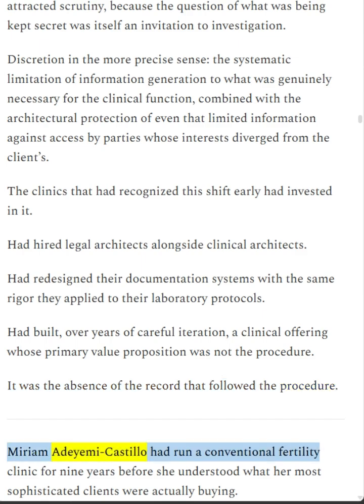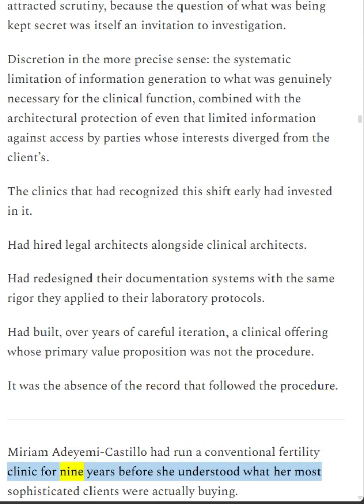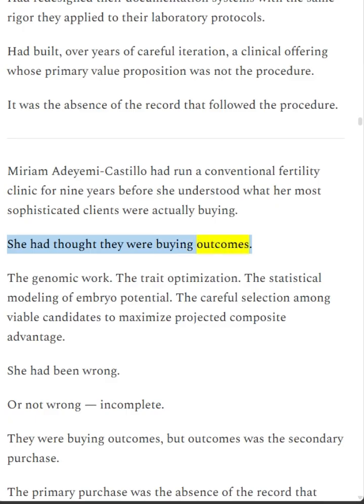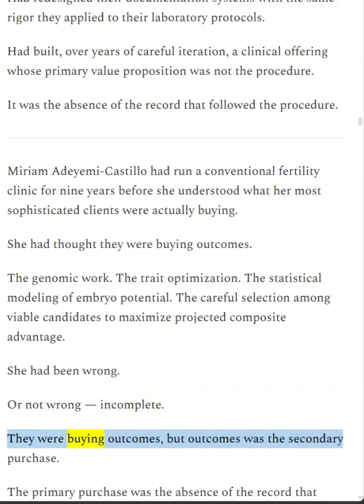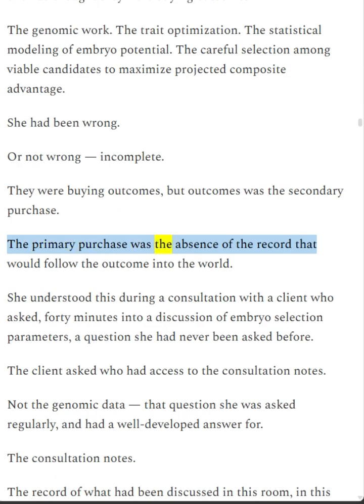Miriam Adeyemi Castillo had run a conventional fertility clinic for 9 years before she understood what her most sophisticated clients were actually buying. She had thought they were buying outcomes. The genomic work, the trait optimization, the statistical modeling of embryo potential, the careful selection among viable candidates to maximize projected composite advantage. She had been wrong. Or not wrong, incomplete. They were buying outcomes, but outcomes was the secondary purchase. The primary purchase was the absence of the record that would follow the outcome into the world.